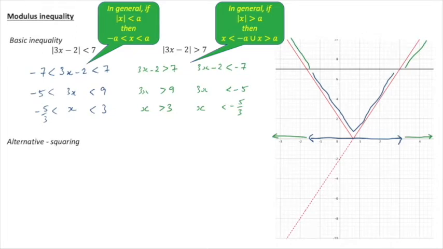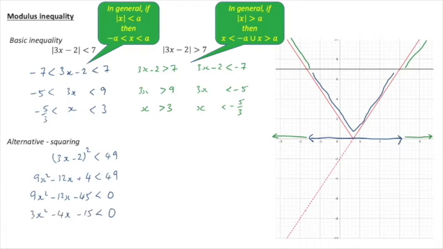As before, with the equations, we have the alternative of squaring. This time, if we square this, we have 3x minus 2 squared is less than 49 for the original inequality. That means 9x squared minus 12x plus 4 is less than 49, which means 9x squared minus 12x minus 45 is less than 0. We can divide through to get 3x squared minus 4x minus 15 is less than 0. That gives us (3x plus 5) times (x minus 3) is less than 0.